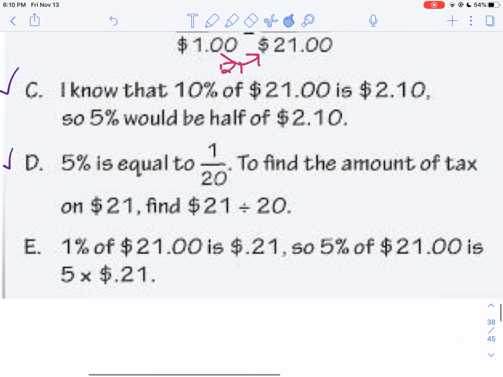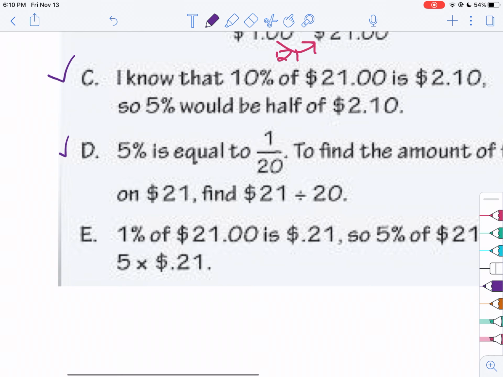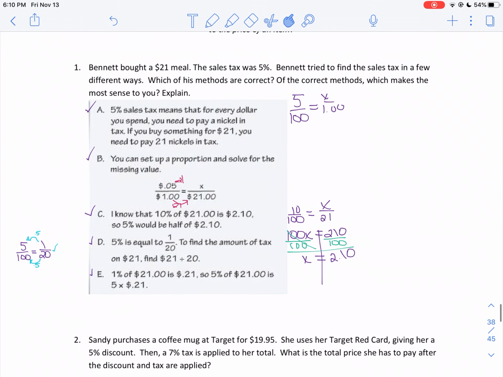All right, option E: 1% of $21 is 21 cents. So 5% of $21 is 5 times 21 cents. Well, that would work, right? Because we would just need to do that 1% 5 times. Okay, so they all are correct.